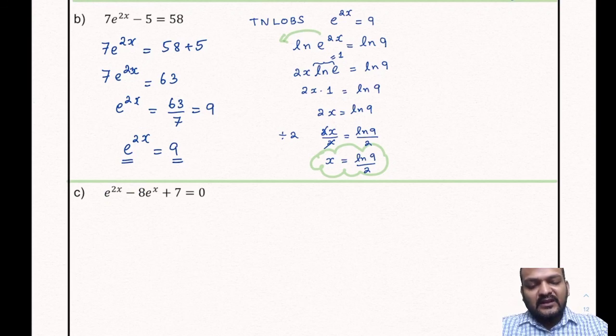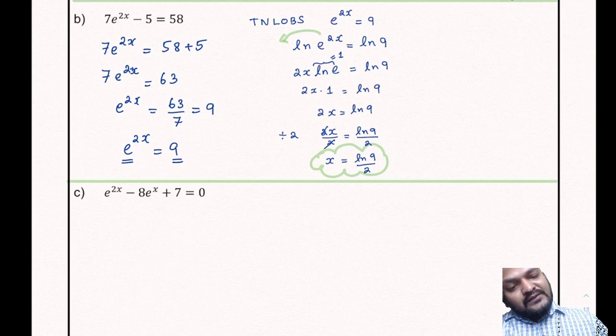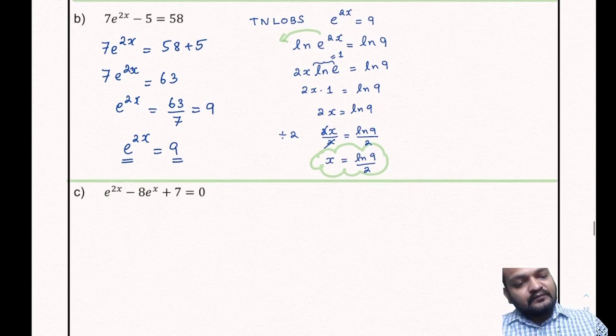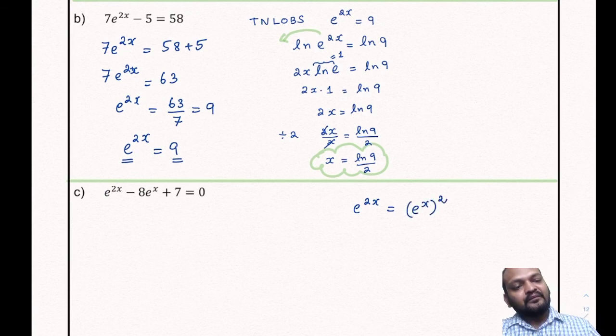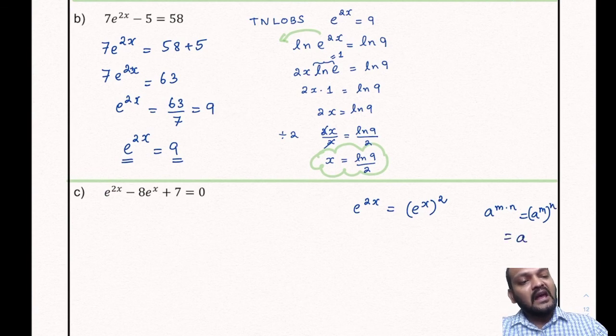This is a little bit involved. We are going to do something called the substitution method. I will show you in a moment what that is. All right, so how do we do this one? Here, if you recollect, e to the 2x is the same as saying e to the x, the whole squared, by the way, because a to the m times n is equal to a to the m to the n, or you can also say that is the same as a to the n to the m.